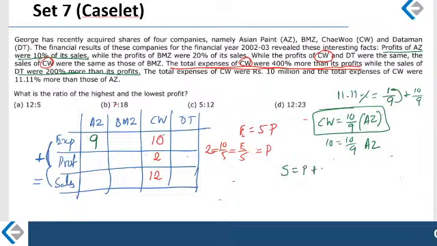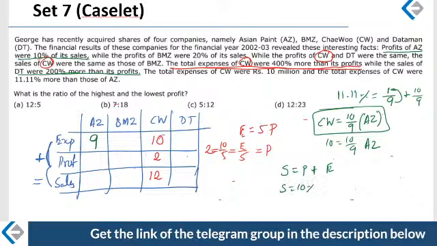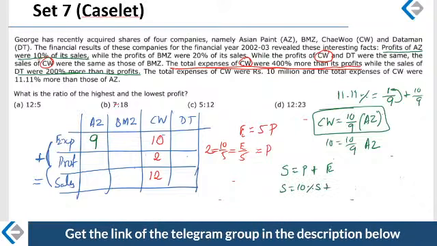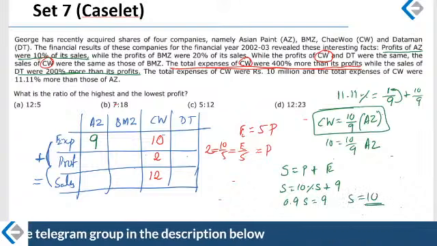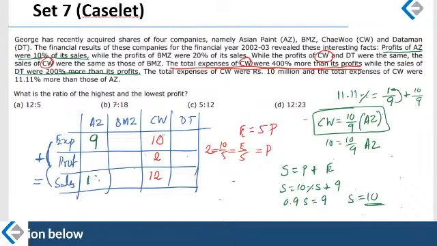Sales is nothing but profit plus expenses. If the sales is S, what is profit, friends? Profit is nothing but 10% of sales. Do I know the expenses? Yes, expenses is 9. Therefore, 0.9 S is equal to 9. Therefore, what is S? S is equal to 10. That's what the author is trying to say.